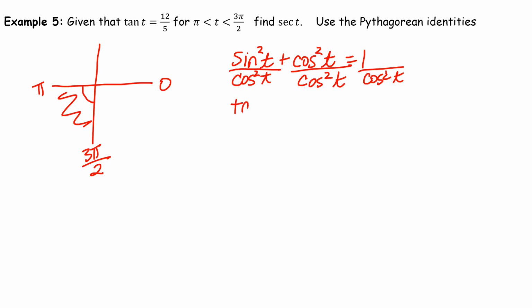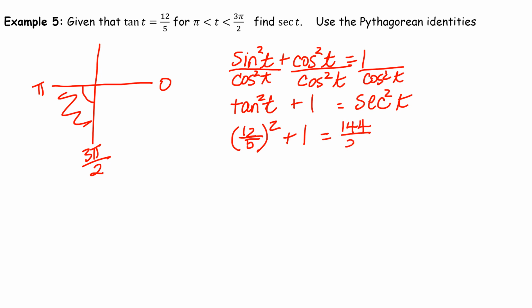So this is tangent squared t, and this is 1, and this is 1 over cosine squared, which is secant squared t, because secant is the reciprocal of cosine. So now I can just put in the values that they gave me. They told me that tangent t is 12/5, so this is going to be (12/5) squared plus 1, which is equal to 144 over 25, and then 1 is 25 over 25. So that's 169 over 25, and that equals secant squared t.